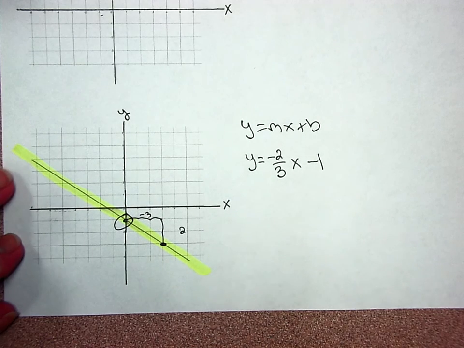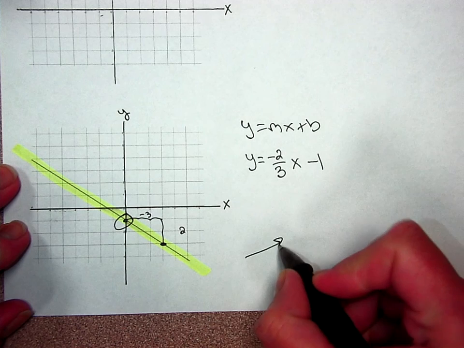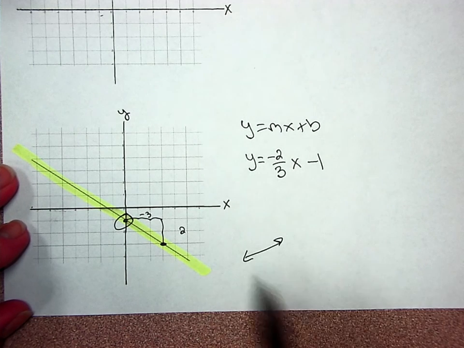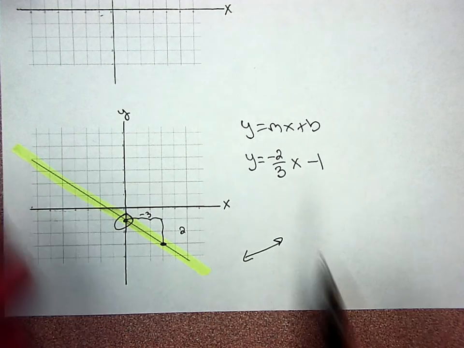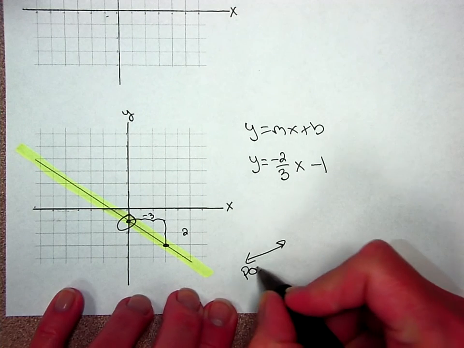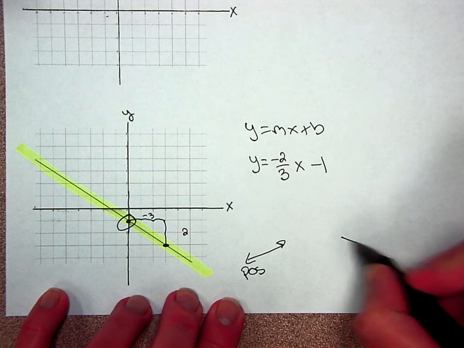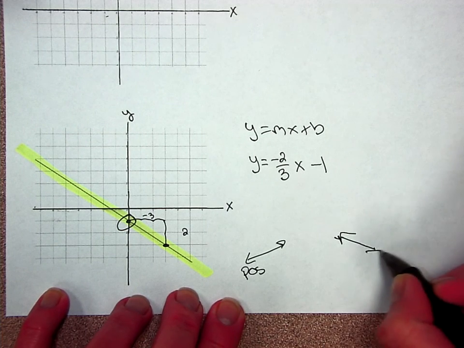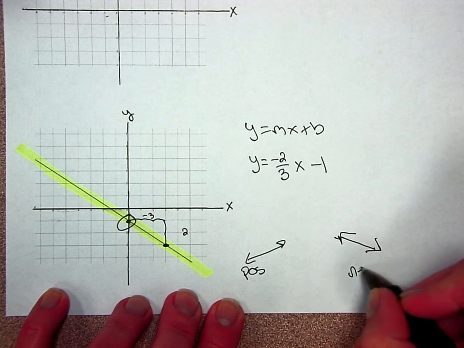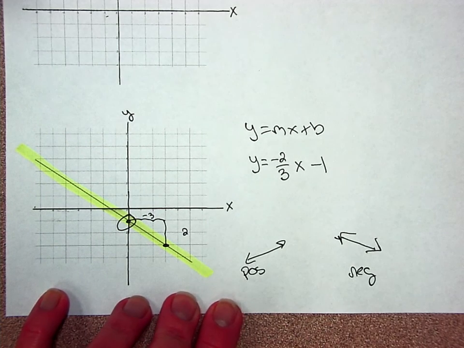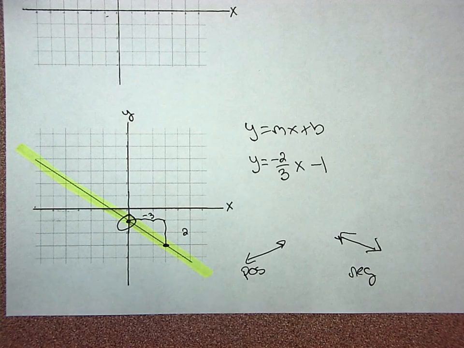You should also know and remember that you read a graph from left to right, and if it's going uphill, that will have a positive slope, and if it's going downhill, then that will have a negative slope. Hope this refreshes your memory.